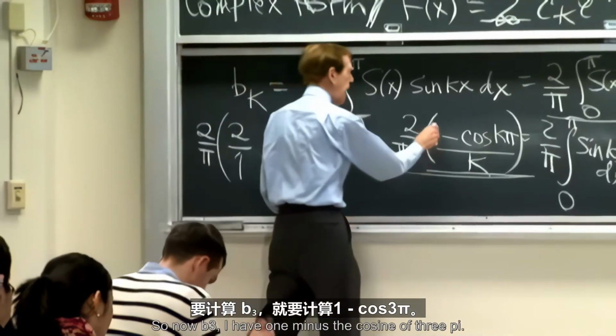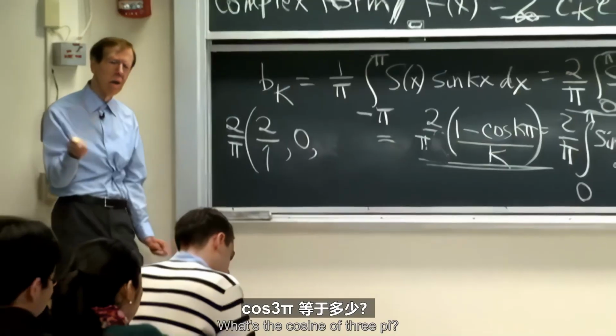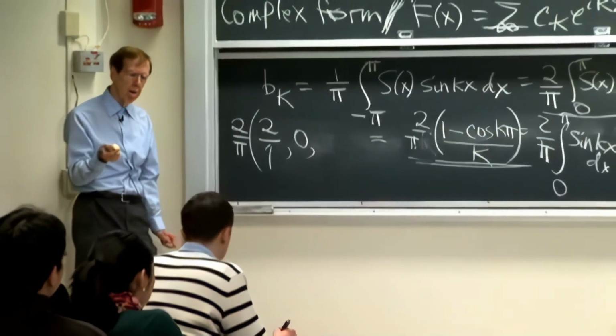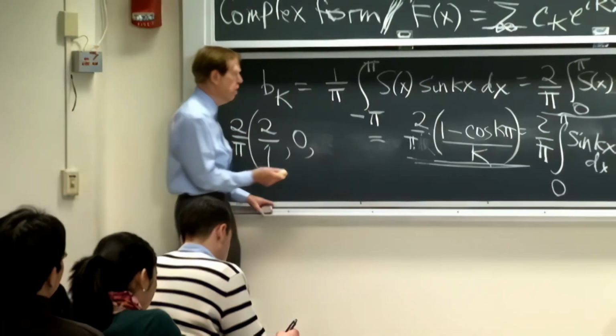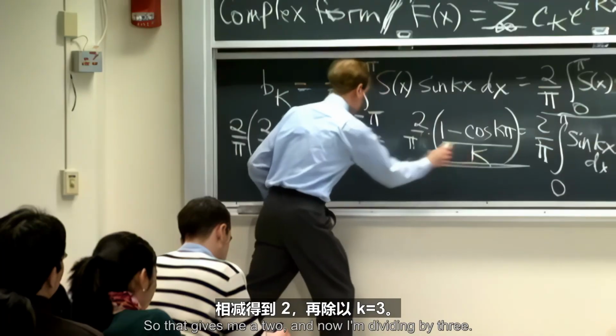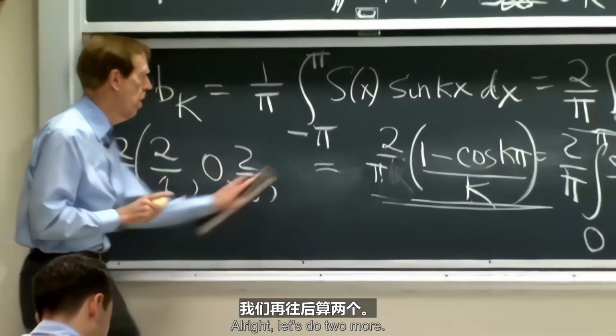So now b3, I have 1 minus the cosine of 3 pi. What's the cosine of 3 pi? It's negative 1 again, right? Same as the cosine of pi. So that gives me a 2, and now I'm dividing by 3. 2 over 3. All right, let's do 2 more.